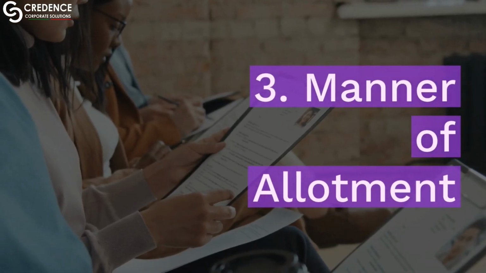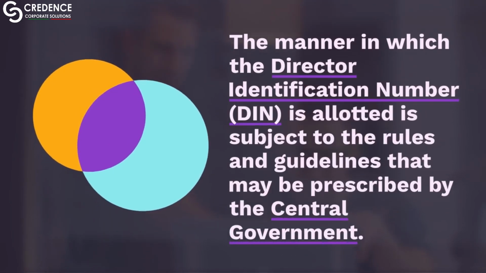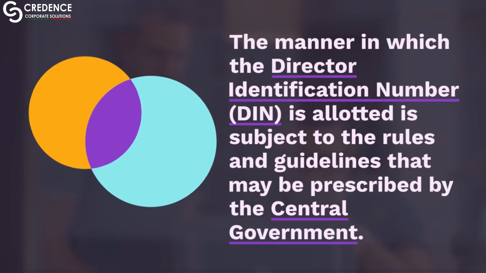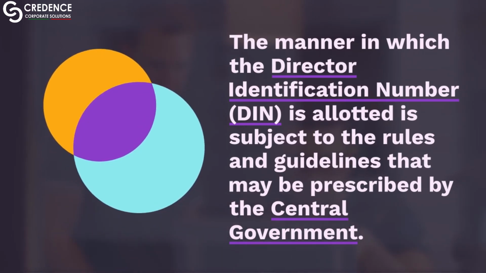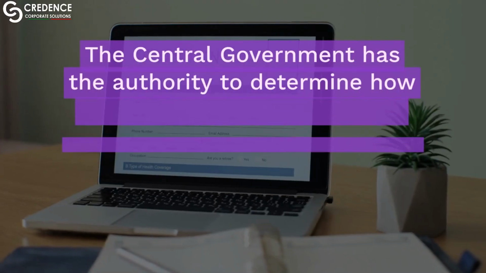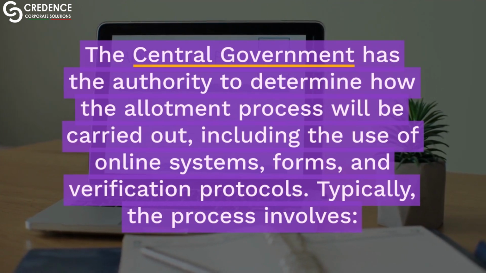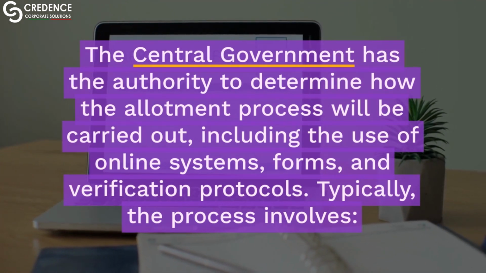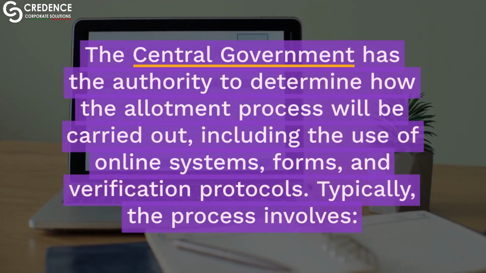3. Manner of allotment. The manner in which the Director Identification Number, DIN, is allotted is subject to the rules and guidelines that may be prescribed by the central government. The central government has the authority to determine how the allotment process will be carried out, including the use of online systems, forms, and verification protocols.